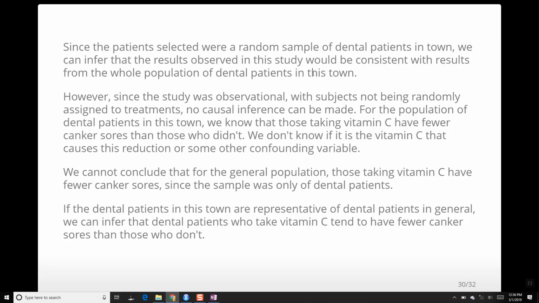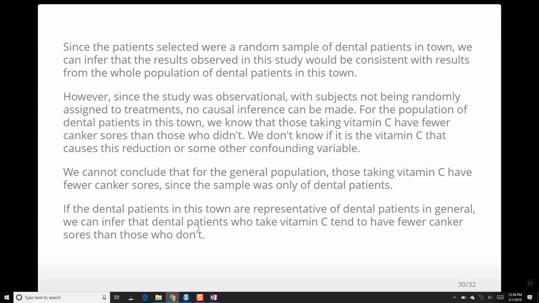But again, it's an observational study, so we cannot make cause and effect conclusions, right? One of the big key ideas of intro stats is that correlation is not causation and things like that.